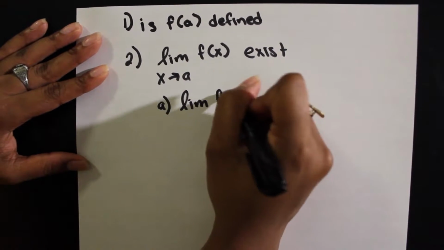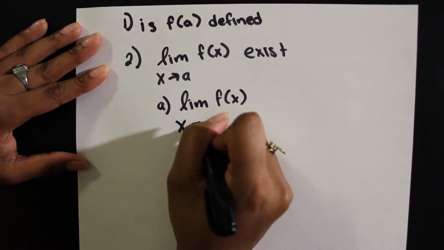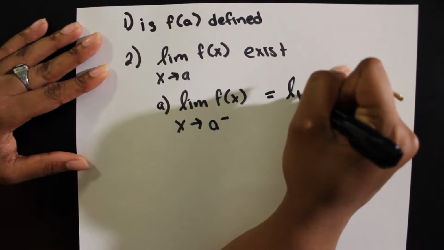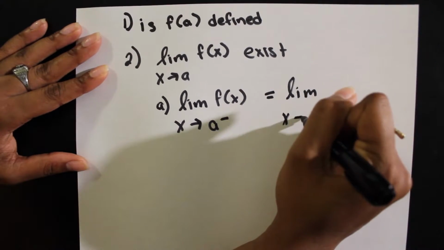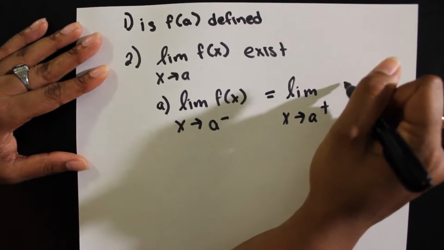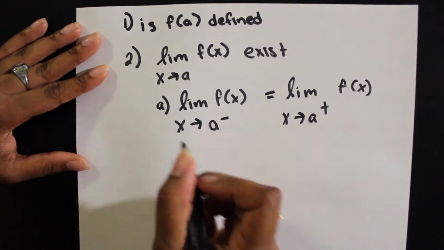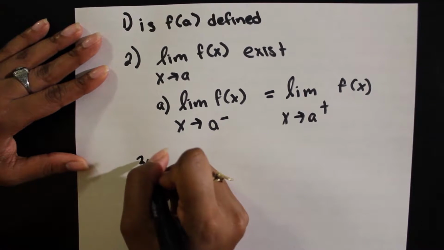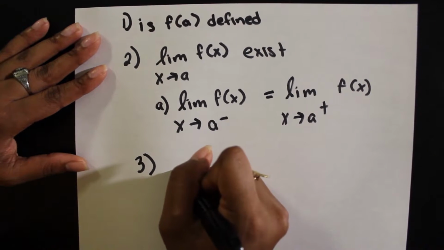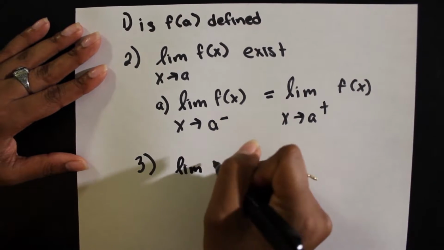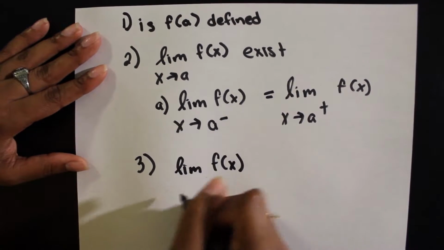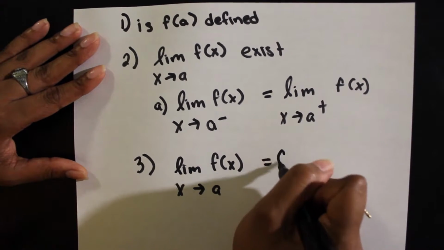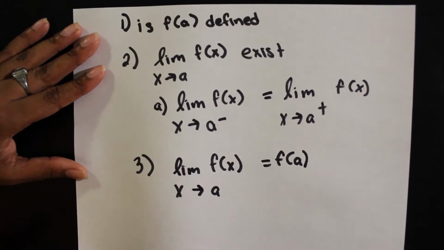The limit of f of x as x approaches a from the left-hand side should equal the limit as x approaches a from the right-hand side of f of x. And the third rule is, does the limit of f of x as x approaches a equal f of a?